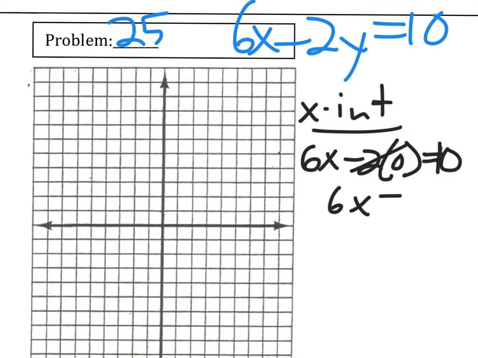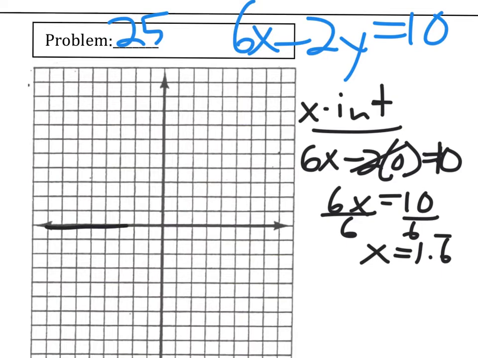6x is equal to 10. I'm going to get a decimal here, but you get an x-intercept of basically 1.6 repeating. So an x-intercept is where it crosses the x-axis, right between 1 and 2, a little bit closer to 2, about right there.